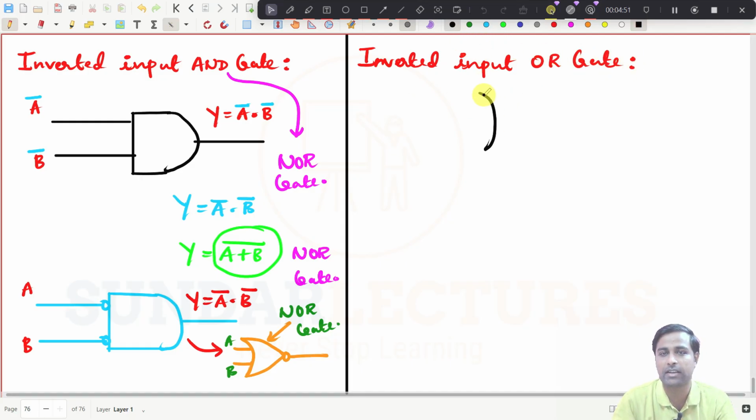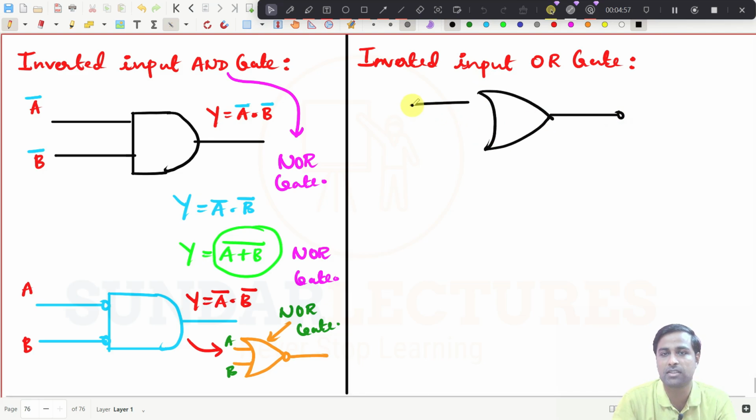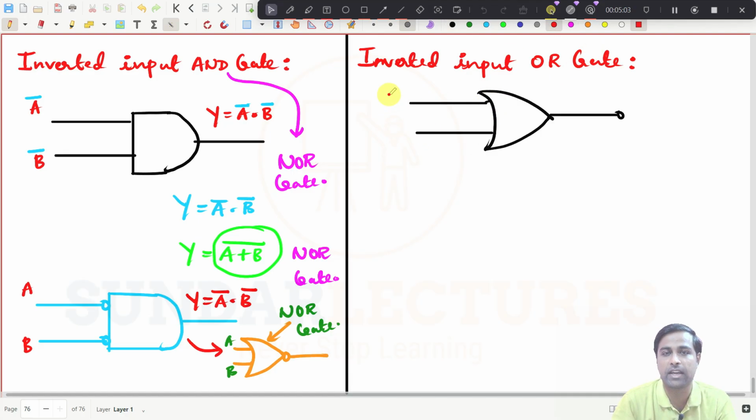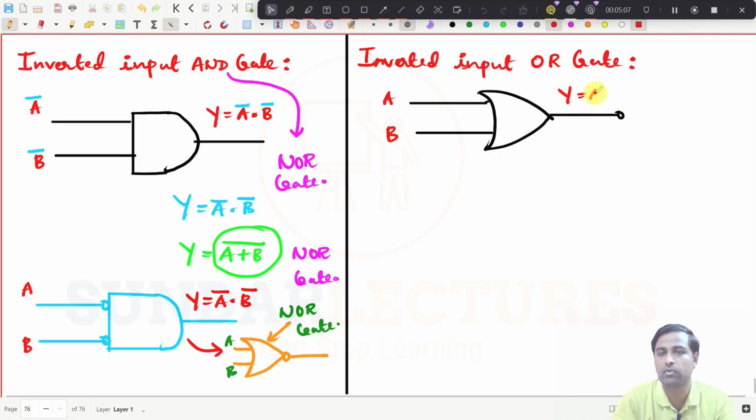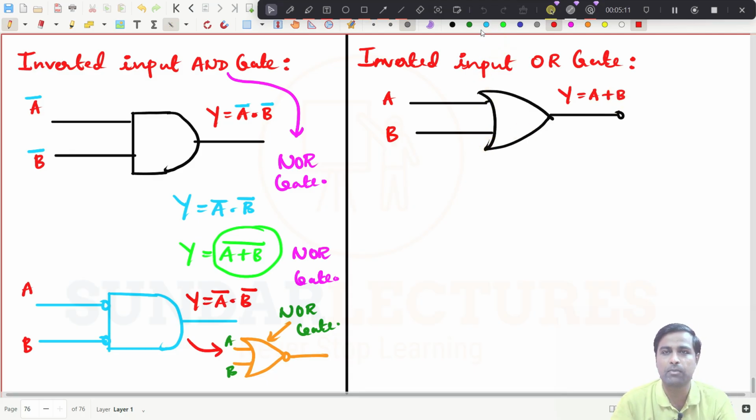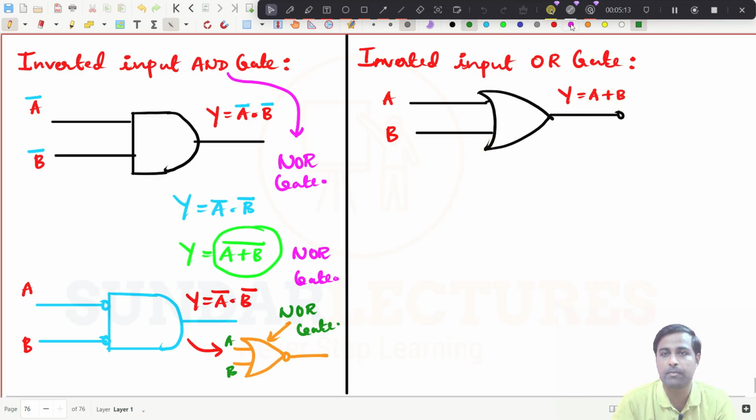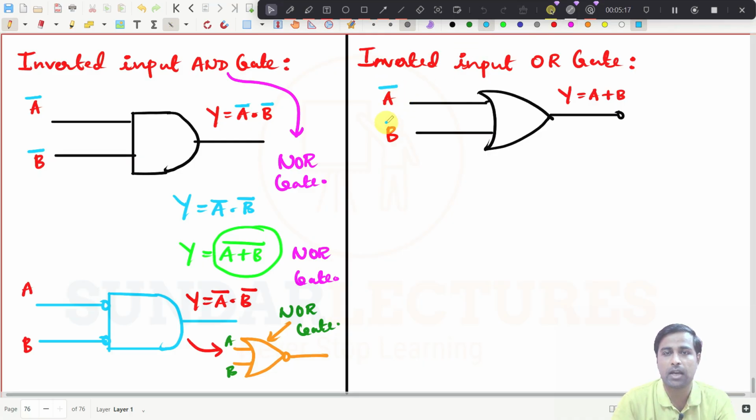See, I have an OR gate. I know like this, right? So this will be my OR gate. So this is the input, right? First input, second input, and if I give A and then B, what will Y give you now? This will be A plus B. You know this one. And what I am doing now, I simply put a bar here.